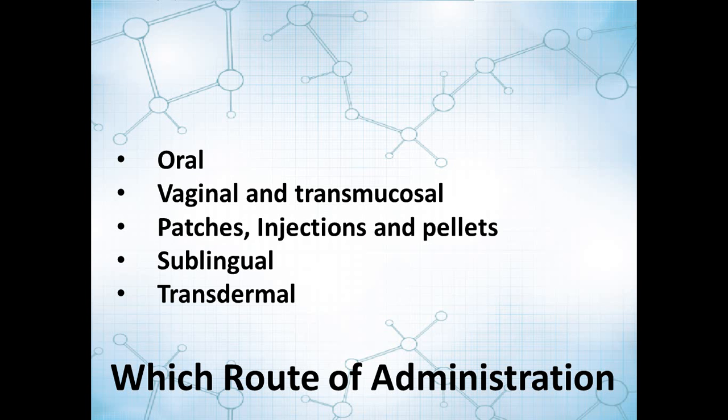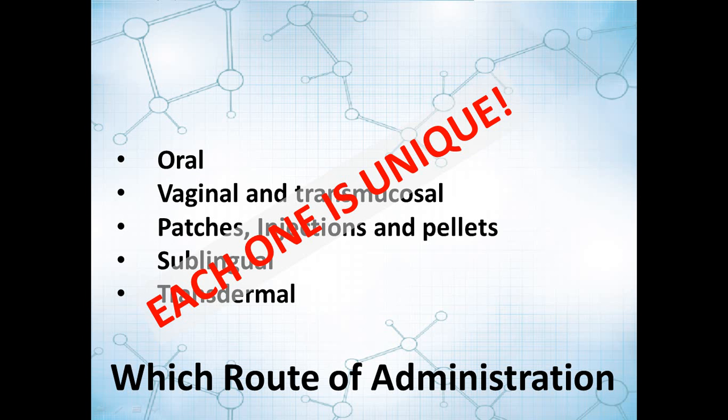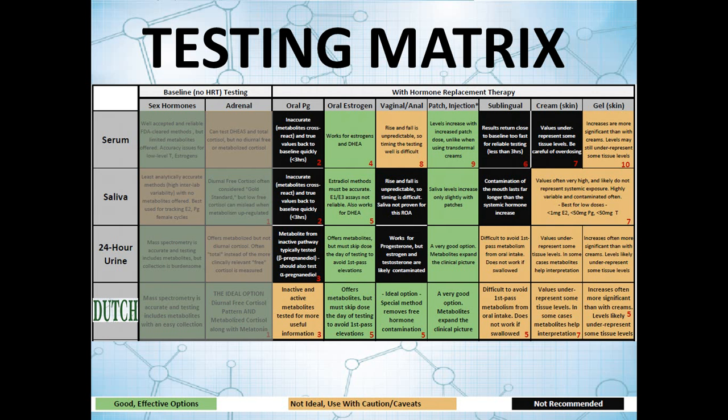We've got oral, we've got vaginal, patches, sublingual, transdermal, and each one of these is unique. So as we look at this piece of this testing matrix, and we're looking at oral progesterone, oral estrogen, what we see as we compare serum, saliva, urine, and this other form of testing is that it really depends. So the concept here is, a simple way to say this is, if you see a black mark on here, according to the data as I see it, you're probably better off not testing than trying to make sense out of these results.